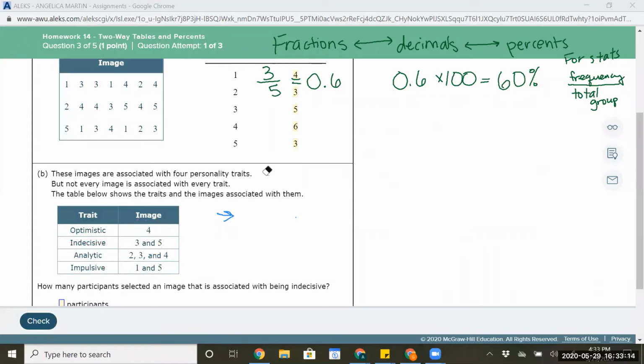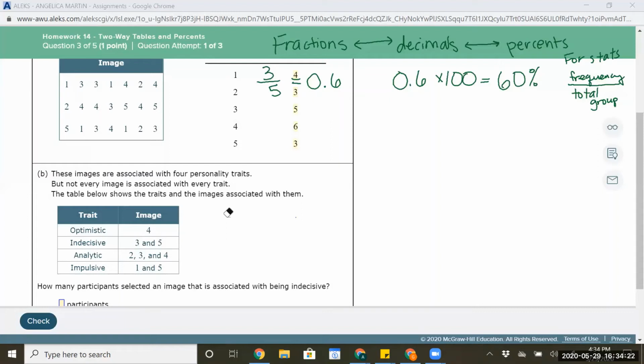Okay, so based off of this data, these images are associated with 4 personality traits, but not every image is associated with every trait. The table below shows the traits and the images associated with them. Okay, so we're looking at facial expressions in these images. In image 1, it looks like we had impulsive. To be impulsive is to act without thinking, okay? You just do stuff without thinking about it. Image 2 was analytic. You take time to analyze the situation.